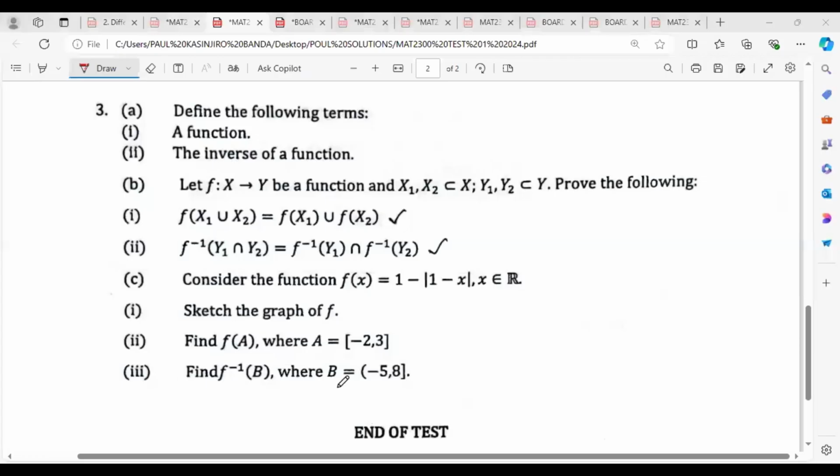Okay, so let's continue with question 3. I think question 3 is less involving, and it requires more of the understanding than the mastering, as opposed to question 2. So let's start. The first question there, they're saying define what a function is, and then define the inverse of the function. These are very, very simple definitions. So this is question 3.